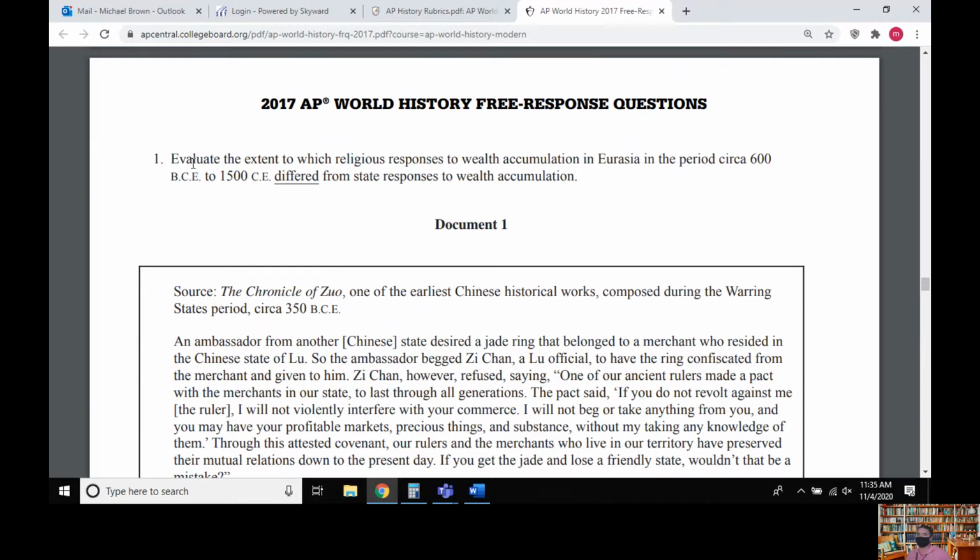So I'm going to read this writing prompt to you, and it's going to look scary, but it's really not that bad. This obviously isn't over Russia. This is just a sample one we're going to work with tomorrow. But see if you can figure out what it's asking. Evaluate the extent to which religious responses to wealth accumulation in Eurasia in the period circa 600 BCE to 1500 CE differed from states' responses to wealth accumulation.